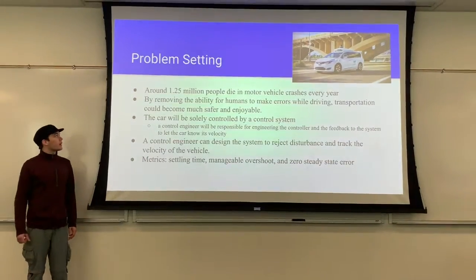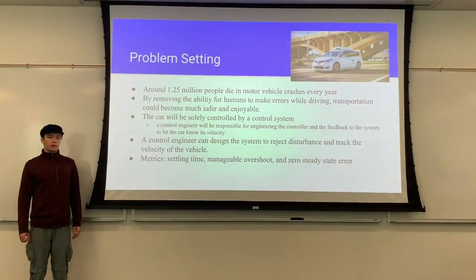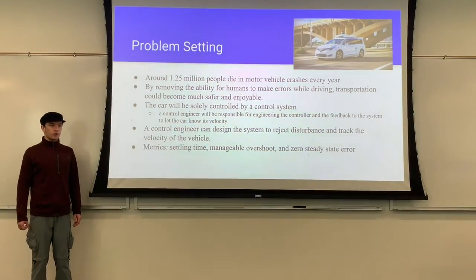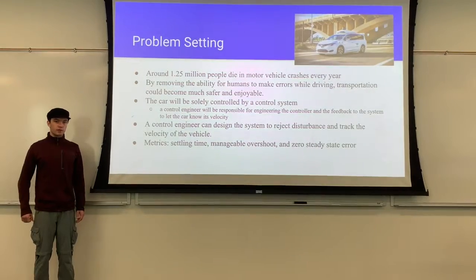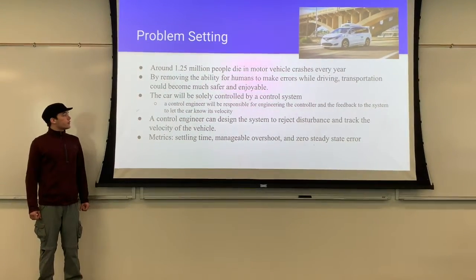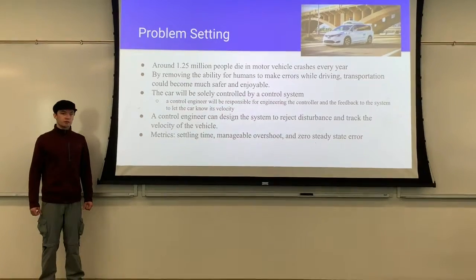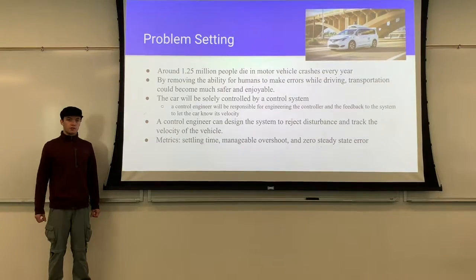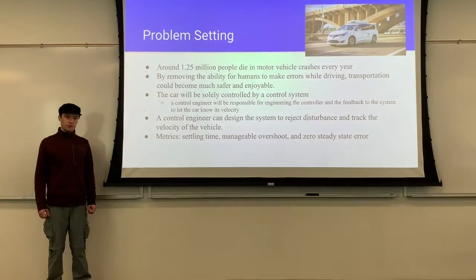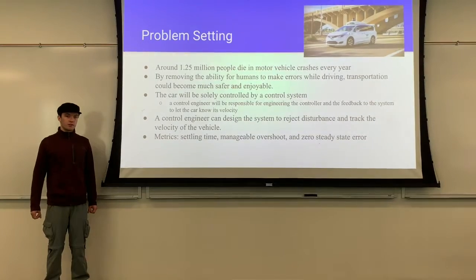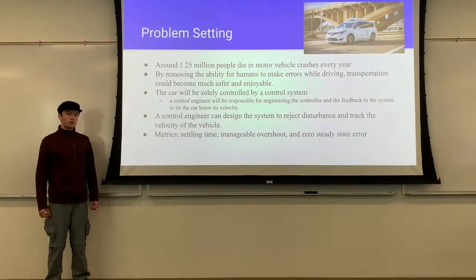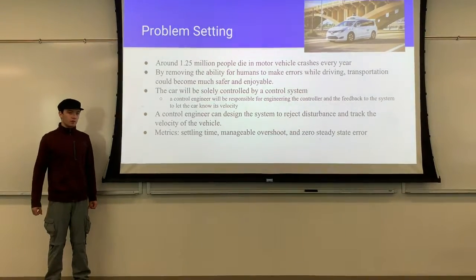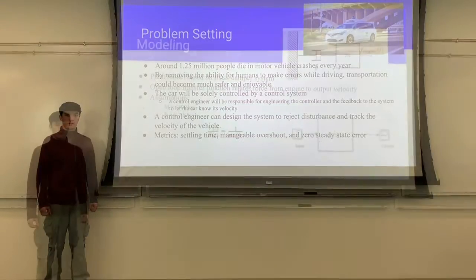Hello, I'm Cameron Kramer, and I will be talking about the problem set. Every year, around 1.25 million people die in motor vehicle accidents. By making cars self-driving and removing the ability for humans to make error, we could potentially make driving safer. A control engineer would be responsible for designing the control systems of the vehicle. Our team focused on the speed control portion of a self-driving car. We chose several metrics to design our system, including settling time, overshoot, and zero steady state error.